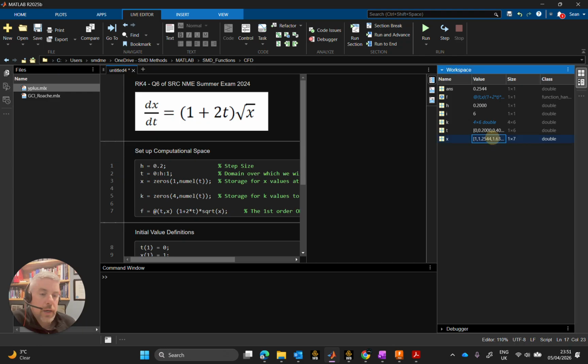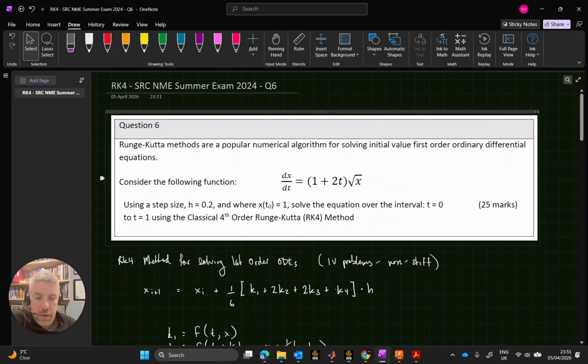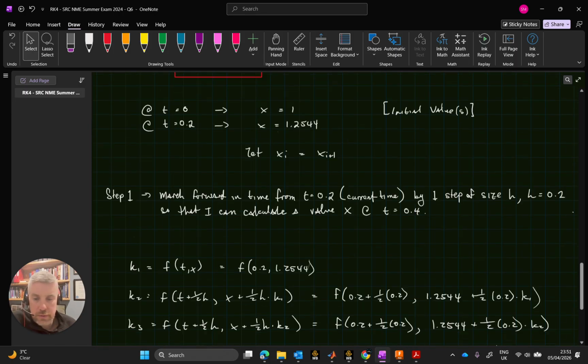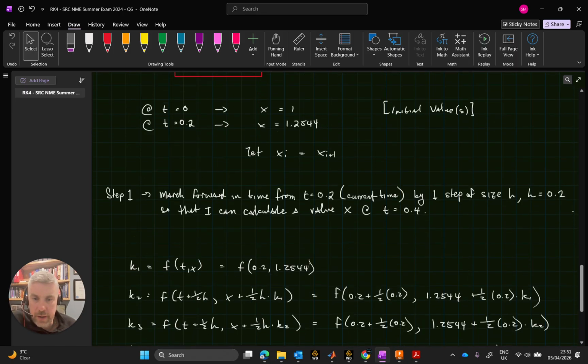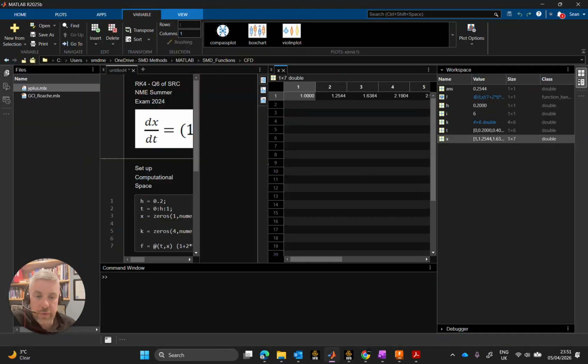Let's have a look at our x values. So 1.2544. So the x that we calculated by our hand calculations, 1.2544. So we have nice agreement there. And I can see that my x values are steadily rising.